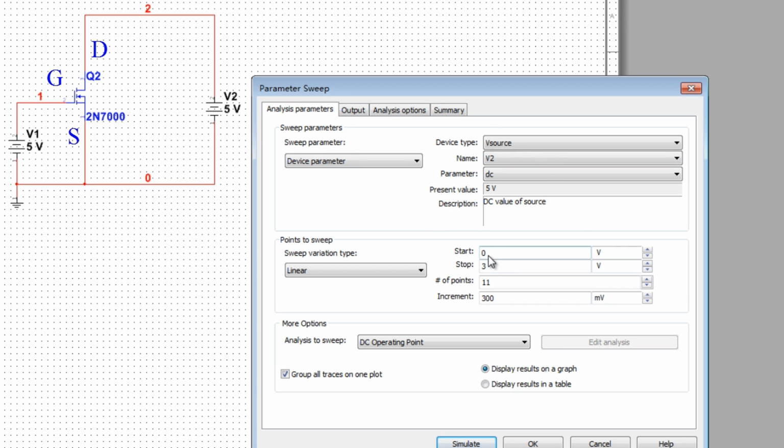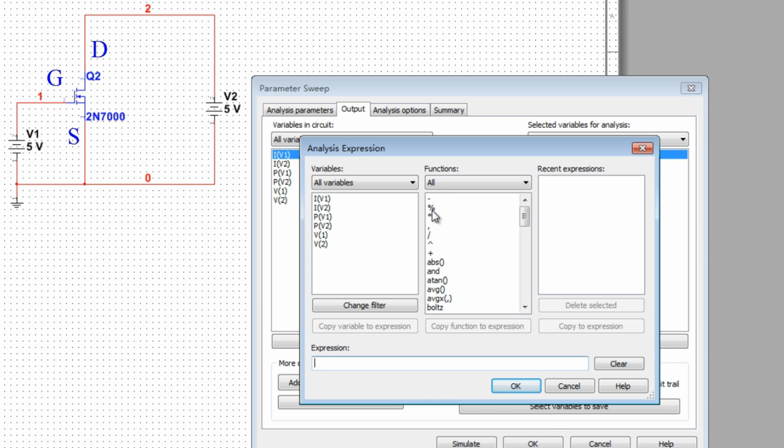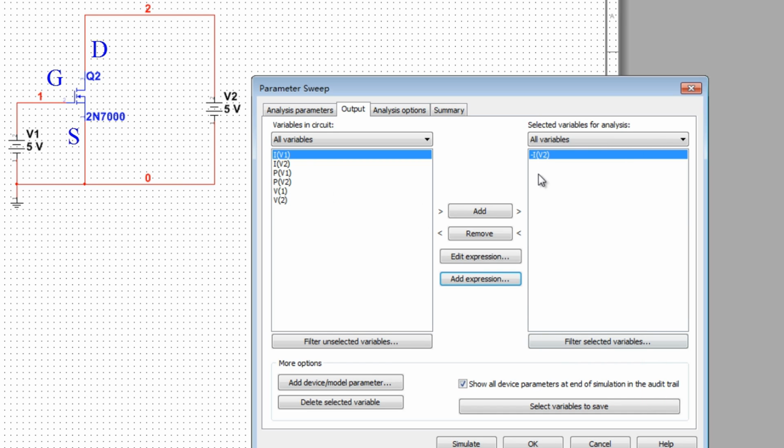It is sampled from 0 volts to 3 volts, a point every 300 millivolts. There are 11 points in total. The output is negative IV2. Why is it negative IV2? In the Multisim simulation, the default current direction for a power supply is flowing in from the positive terminal. So if we want to know the IDS, we need to set negative IV2. That is to say, we let Multisim show the current flowing out from here. So how do we set negative IV2? We need to use an expression. Here, plus or minus, multiply or subtract can be used. It is a negative IV2.